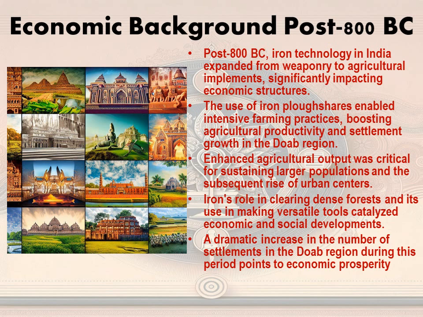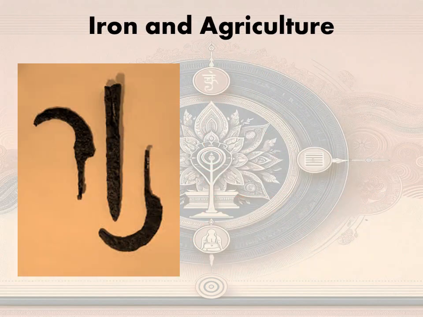The dramatic increase in the number of settlements in the Doab region during this period points to economic prosperity. So there was an increase in the number of settlements in the Doab region, and thus we can know that this period was very prosperous.